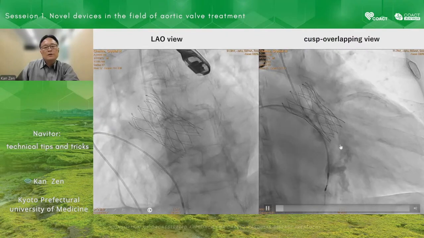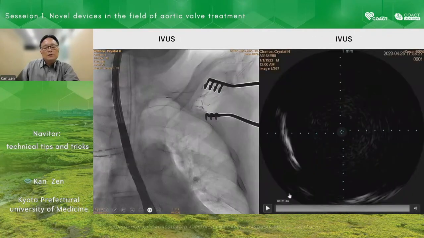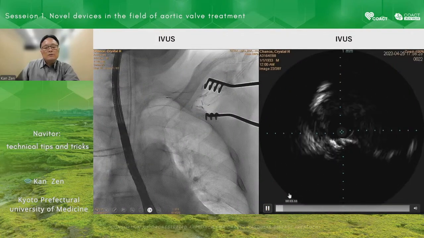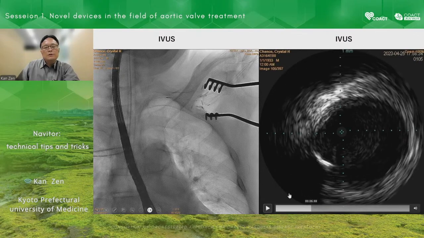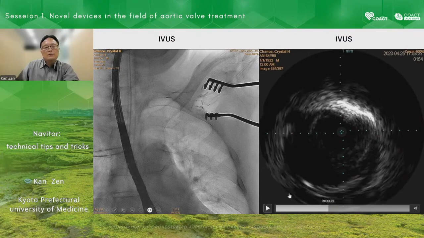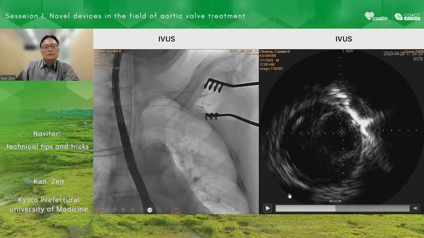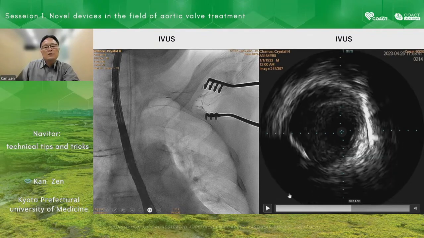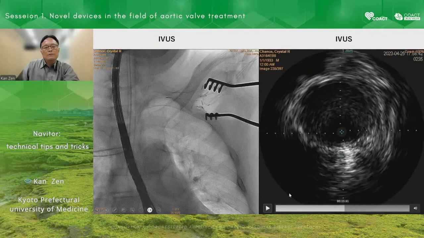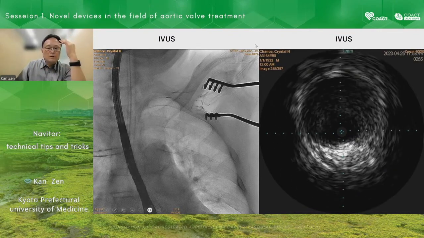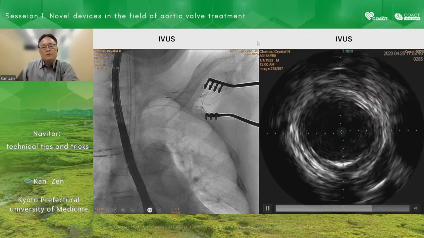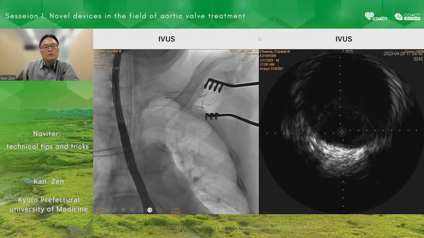And this is the bypass images after removing the device. As you can see in this movie with the eyeglass, there is no injury inside the left subclavian artery. So maybe this kind of device with excellent coating is very suitable for the subclavian.